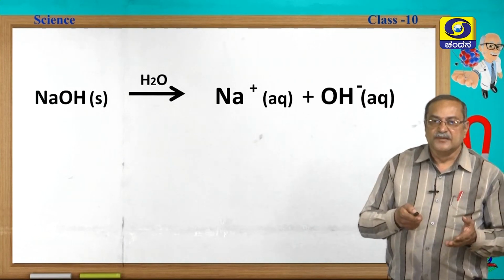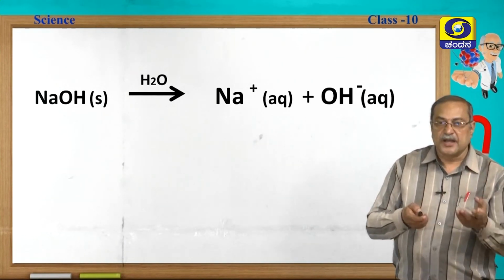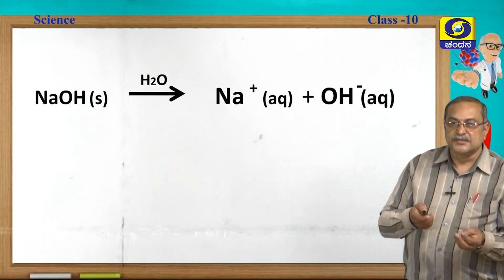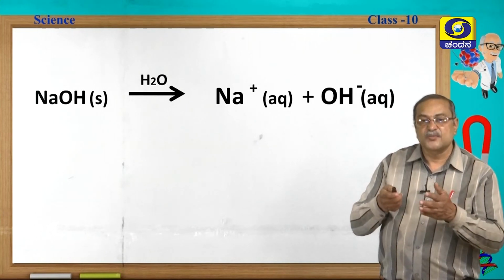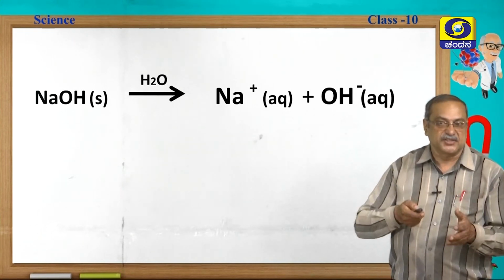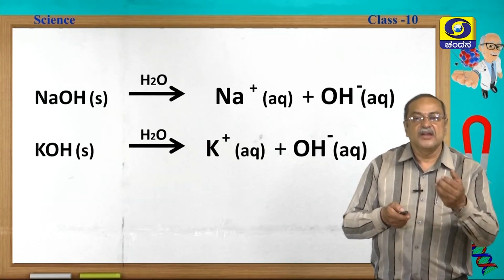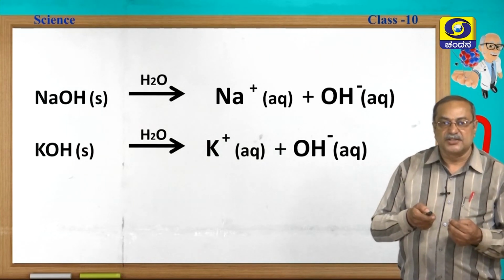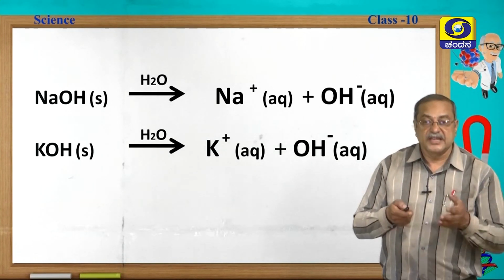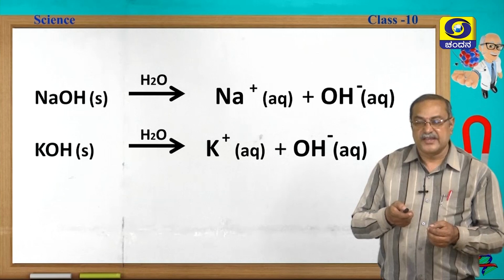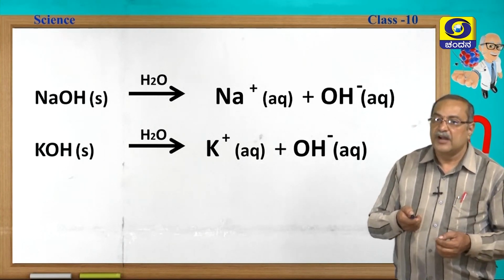NaOH solution. NaOH is a solid, pellets, commonly called caustic soda. When you dissolve it in water, it dissociates into Na plus aqueous and OH minus aqueous, that is, a liquid solution is obtained. Next, you see KOH, potassium hydroxide solution. When dissolved in water, it forms K plus aqueous and OH minus aqueous. Aqueous means liquid. In the liquid, it is present in the form of ions.